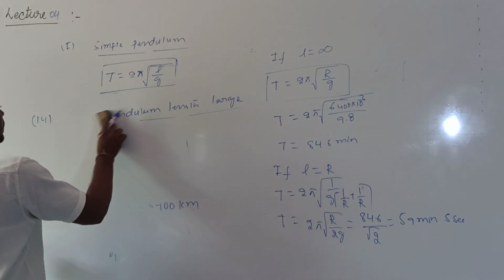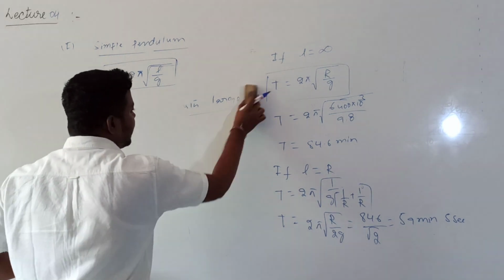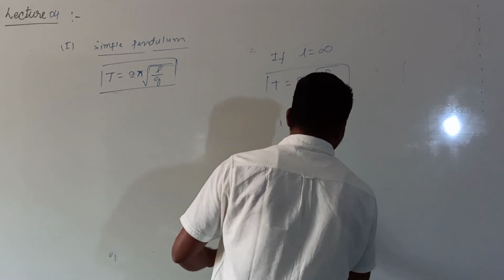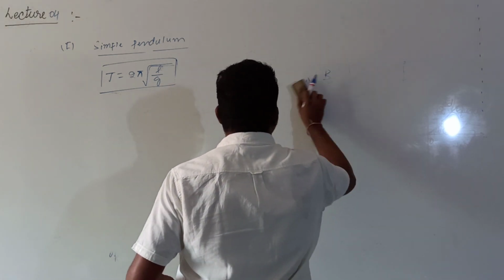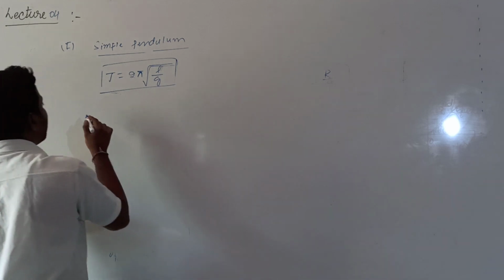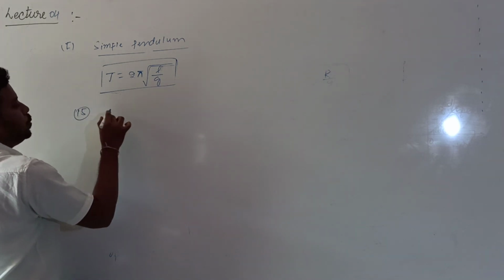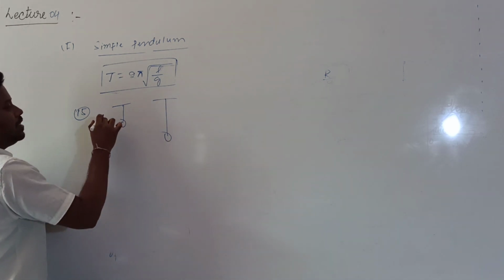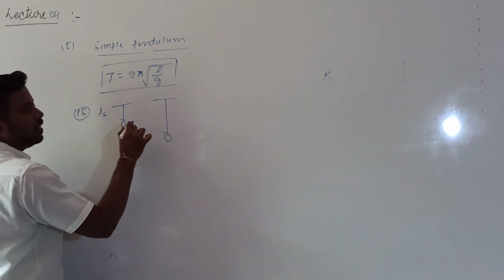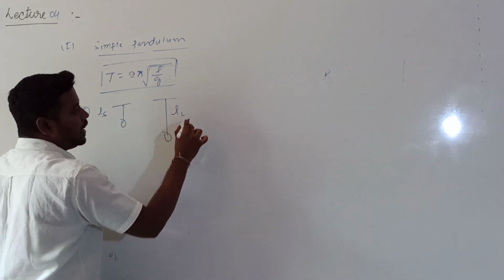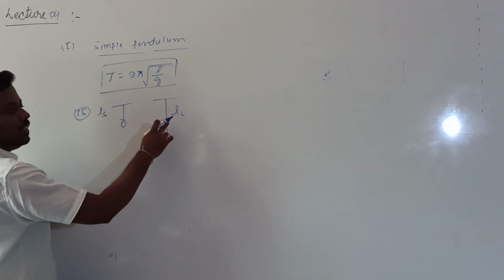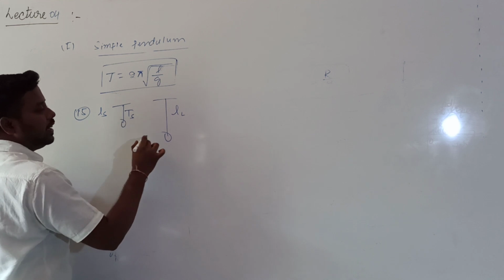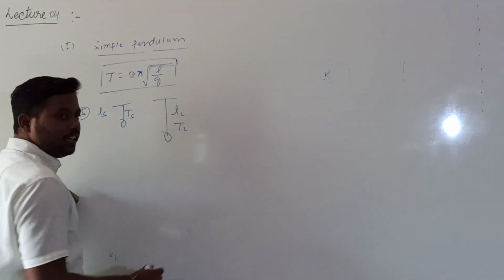Next one is point number 15, and this point is very important. Let me consider two pendulums, a first and a second. This one is the shorter pendulum of length LS, and this one is the larger pendulum of length LL. The length LL is greater compared with LS. The time period of the shorter one is TS, and the time period of the larger one is TL.